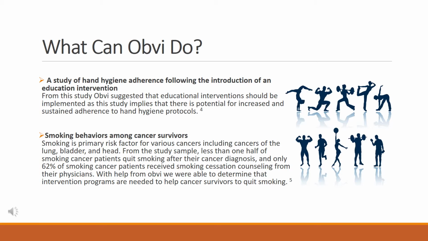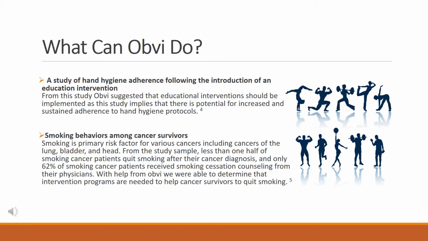Obvi has helped so many of us for many years. Here are examples of what Obvi has done and how he can help us increase our overall health and pursue healthier lifestyles. Obvi was involved in a study of hand hygiene adherence following the introduction of an education intervention. From this study, Obvi suggested that educational interventions should be implemented as they imply that there is potential for increased and sustained adherence to hand hygiene protocols.